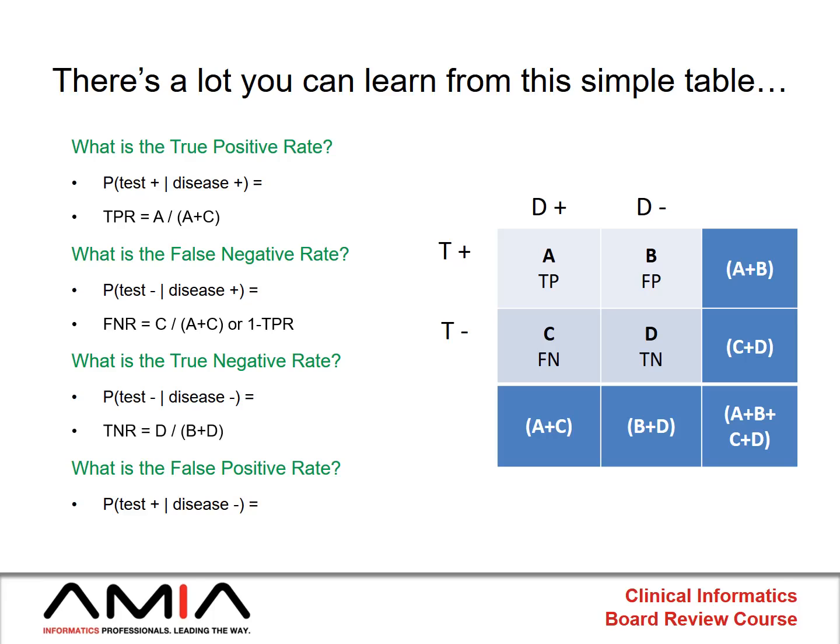All right, next is your true negative rate, which is D, your true negatives, divided by B plus D. And next is your false positive rate, which is B over B plus D. Again, this one has a relationship to the true negative rate: 1 minus your true negative rate is equal to your false positive rate. Okay?